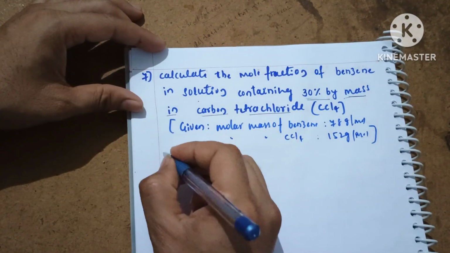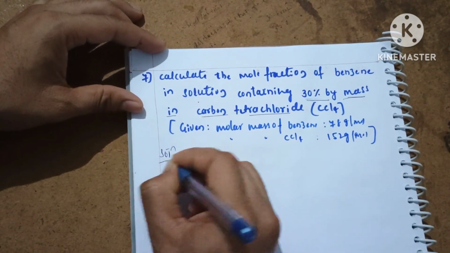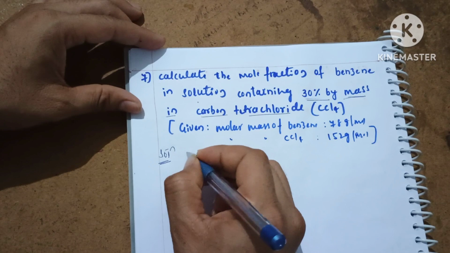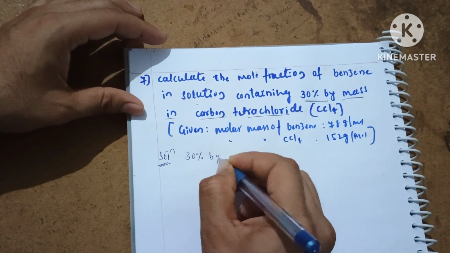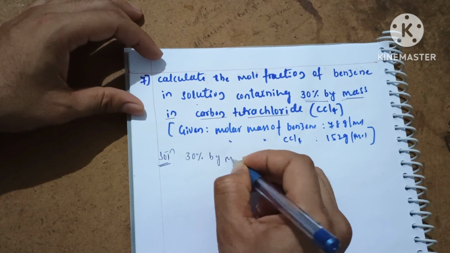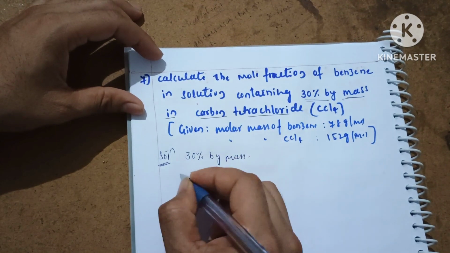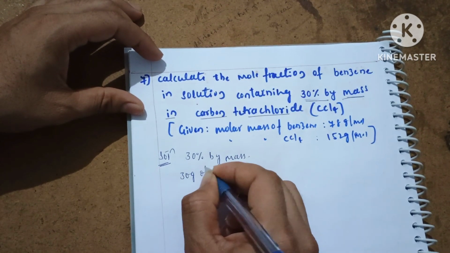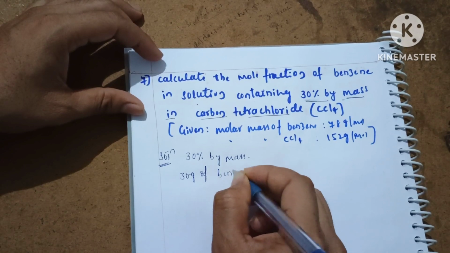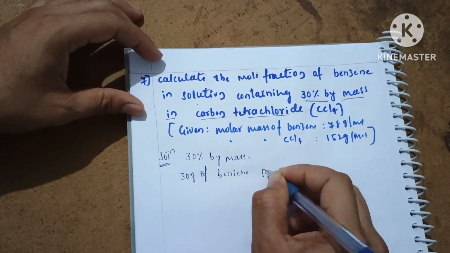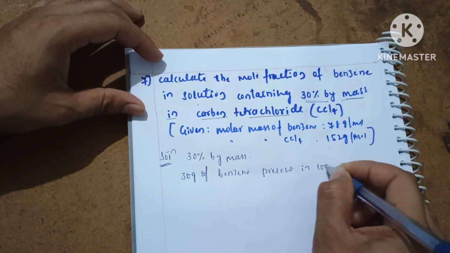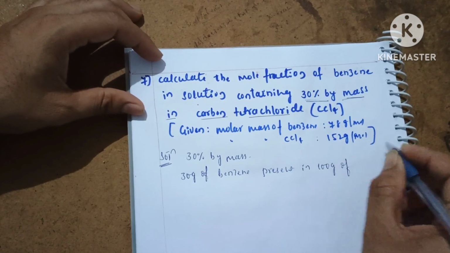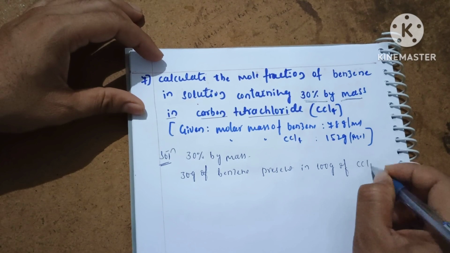Again, I'll write the solution data. First, what he has given is 30% by mass, which means 30 gram of benzene is present in 100 gram of CCl4 solution.